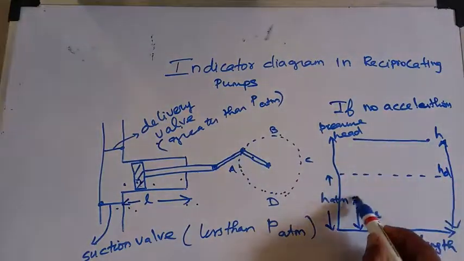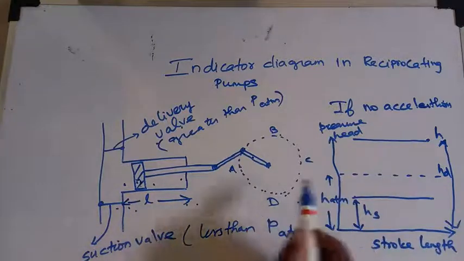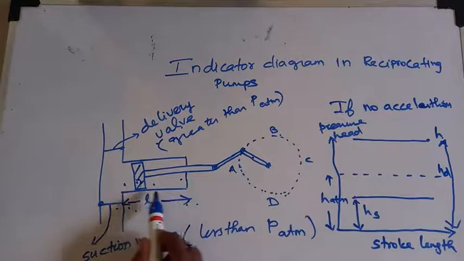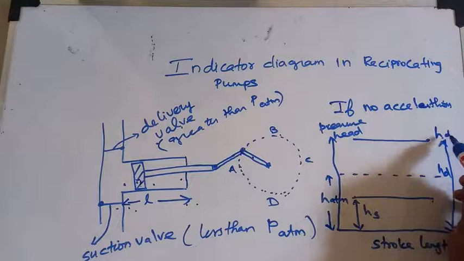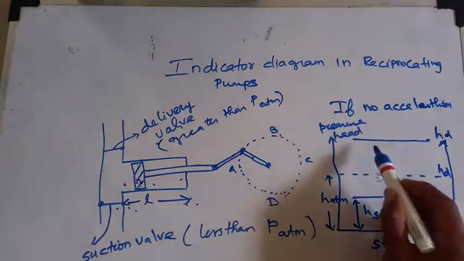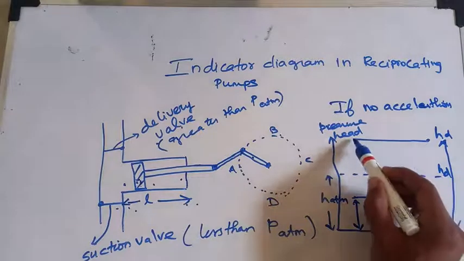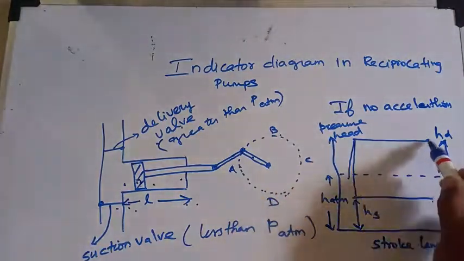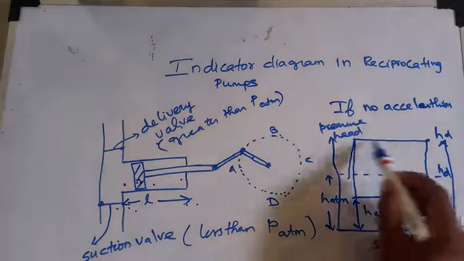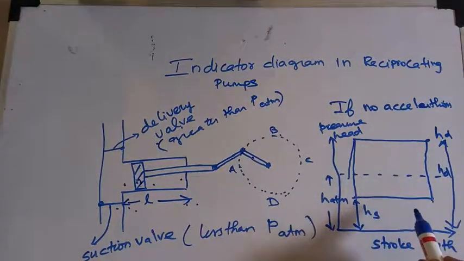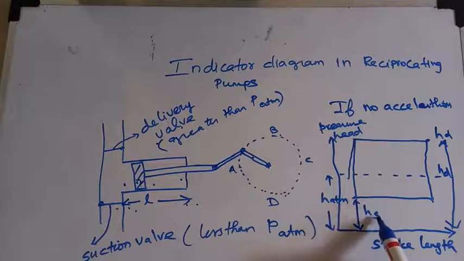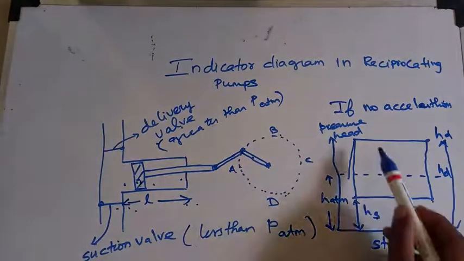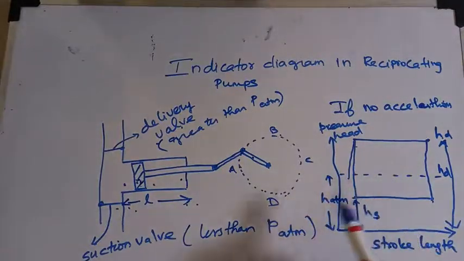If I don't consider any acceleration, then because of this motion, the suction head HS remains constant throughout the stroke length. HD, the delivery head pressure, also remains constant. If I join this, it is called the indicator diagram. This indicator diagram indicates a very simple thing: the pressure variation with respect to stroke length. If there is no acceleration, there will be no pressure variation in suction head and delivery head. So delivery head and suction head pressures will be constant for the no acceleration case.